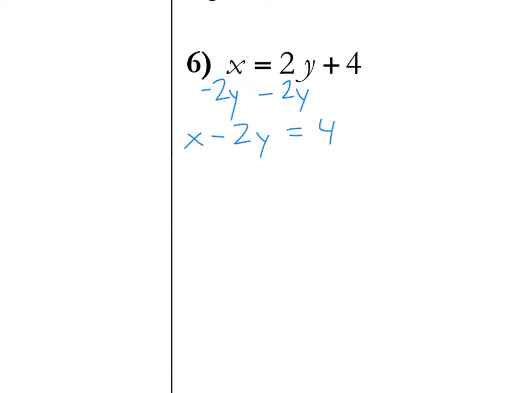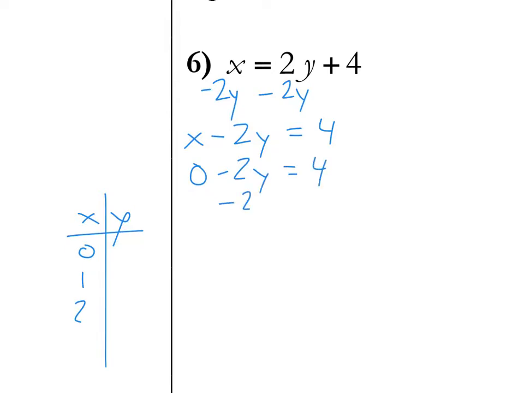To graph this, I'm going to make a little t-chart. Let's just do 0, 1, 2. I know it's going to be linear, a straight line, so I'm only going to do 3 values. So if I plug in 0 for x, then I'm going to get 0 minus 2y equals 4. So I have -2y, and then divide by -2, y equals -2. So I've got 0, -2.